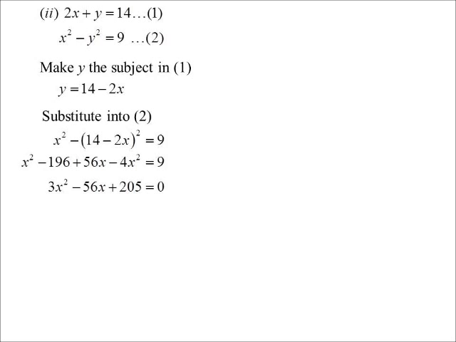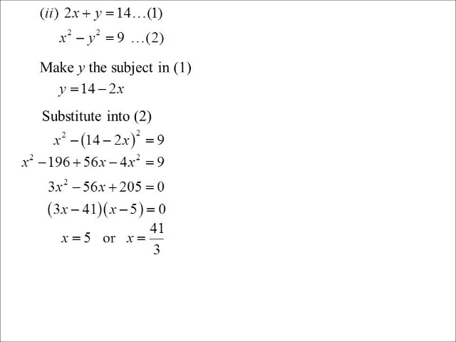Oh no, 205 doesn't divide by 3, does it? Oh, that's annoying. Otherwise it would have been a nice easy one. So, multiplies together to give 615, adds together to give minus 56. Oh yeah, okay, I got it. That factorises to be 3x minus 41, x minus 5, quite nicely.